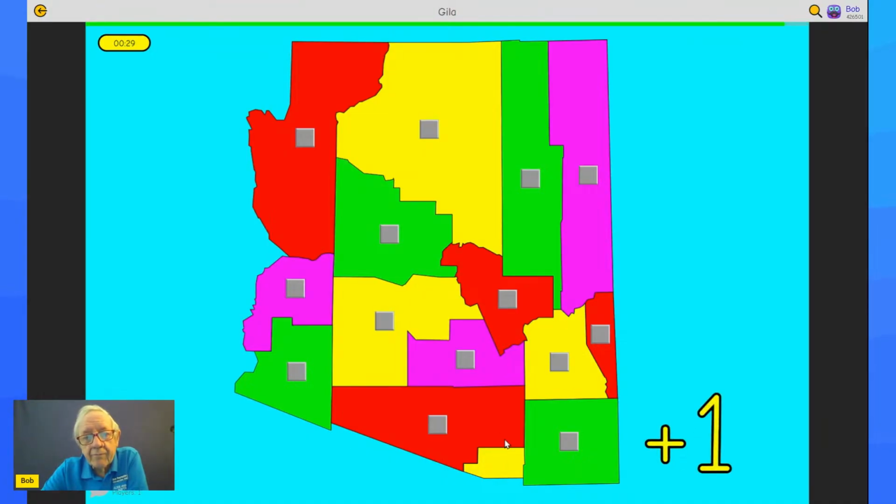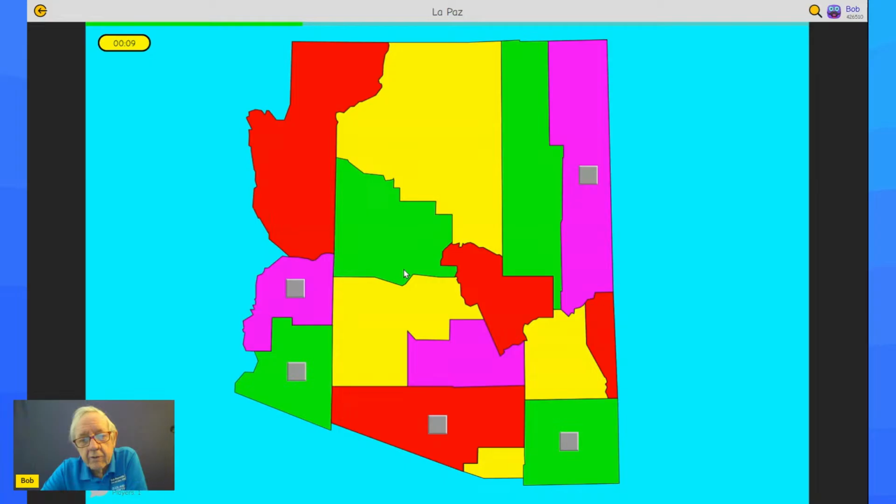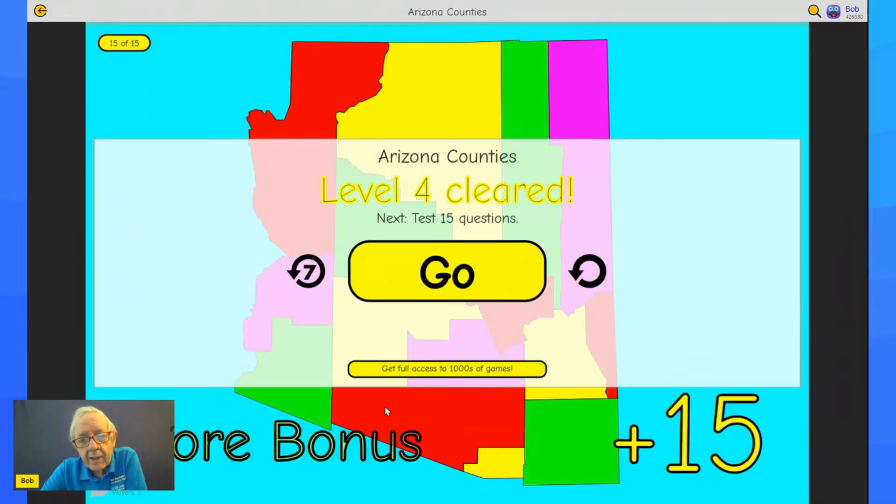Santa Cruz, Gila, Graham, Coconino, Mojave, Maricopa, Yavapai, Navajo, Pinal, Greenlee, La Paz. Oops, this is La Paz. That was Yuma. Apache, Cochise, Yuma, and Pima. And I beat the clock.